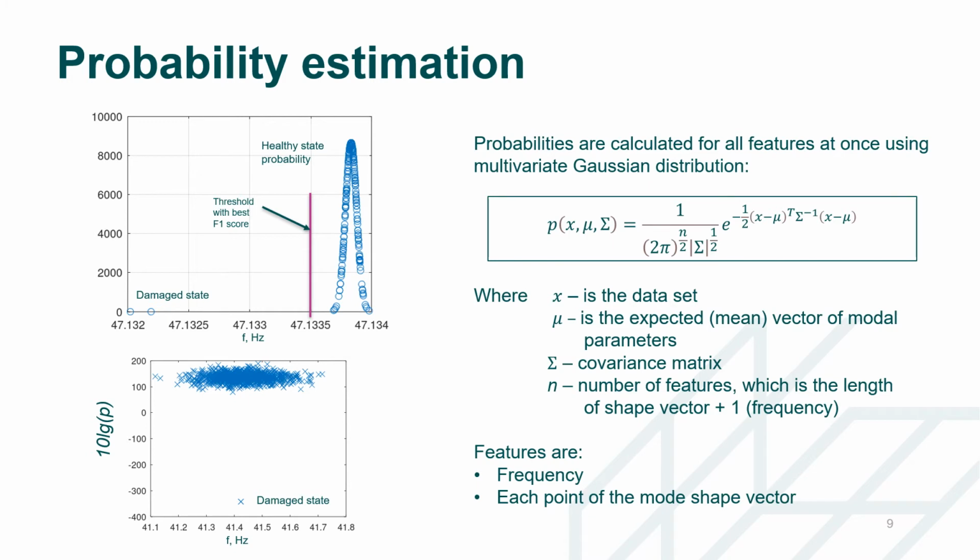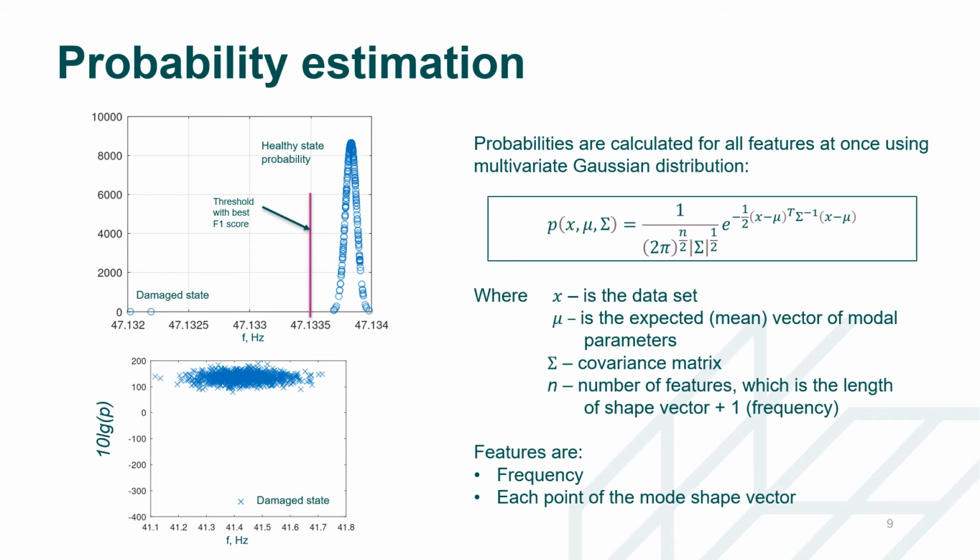Healthy state samples are taken and are represented by a vector x, which contains frequency as the first element and then all mode shape points. The probability of each sample is calculated using multivariate Gaussian distribution. This upper plot shows Gaussian distribution of a single variable probability over the frequency axis. The lower graph shows distribution of multivariate probabilities. The damage state is clearly an anomaly here.